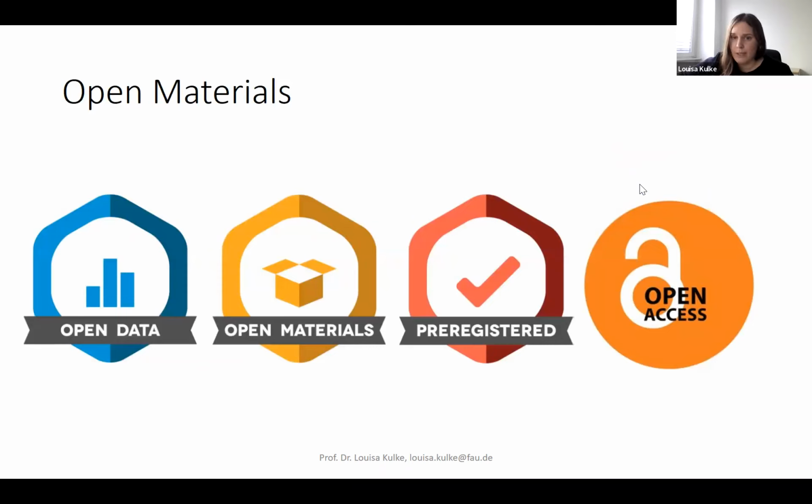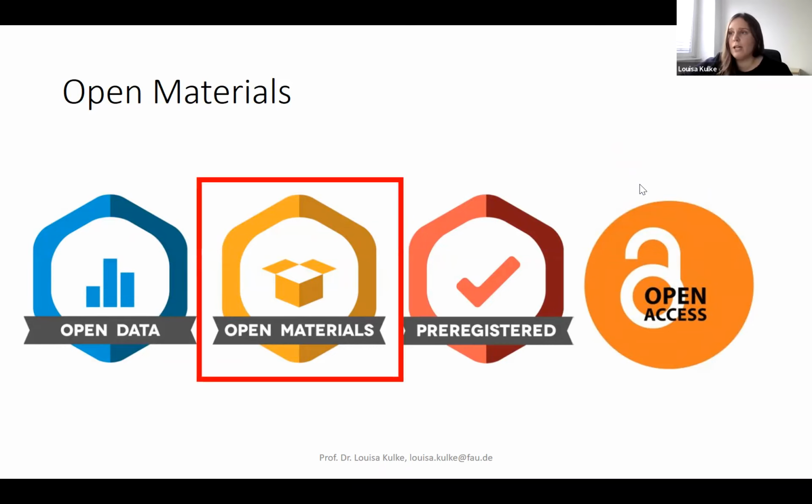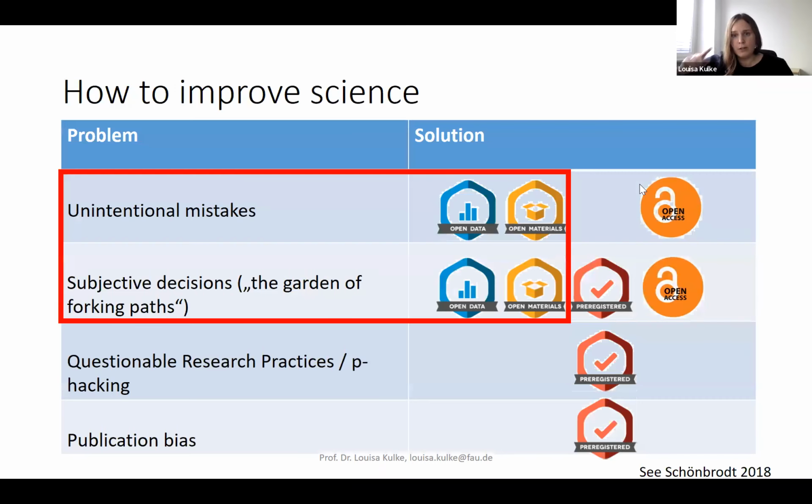What else can we do? So we said we can share the data openly. We can also share our materials openly. And that also helps other people find mistakes that we potentially made and helps with the subjective decision makings, for example, regarding the garden of forking paths.